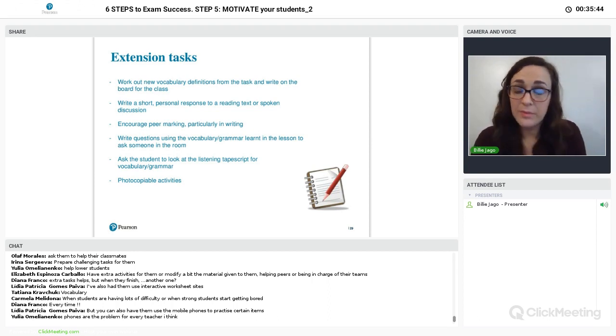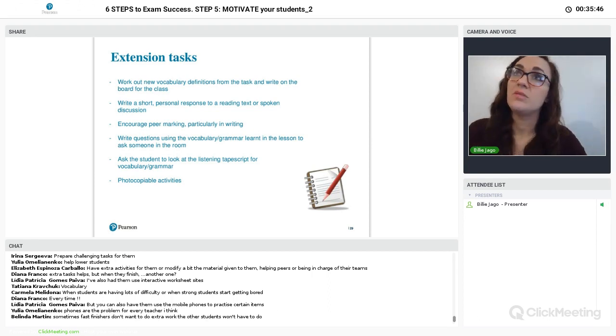As Lydia mentioned, mobile phones can be very useful in the classroom depending on what you're doing. But I'd just say at the end of an activity, unless they're doing specific research or anything, generally they're probably using it to distract themselves.